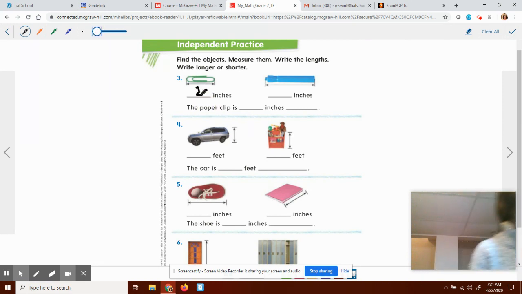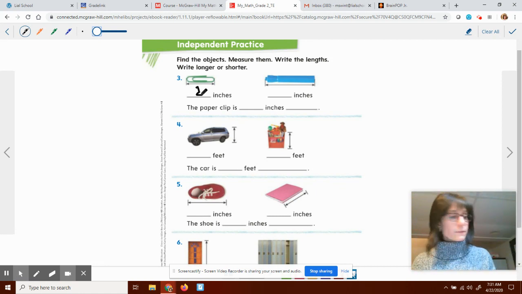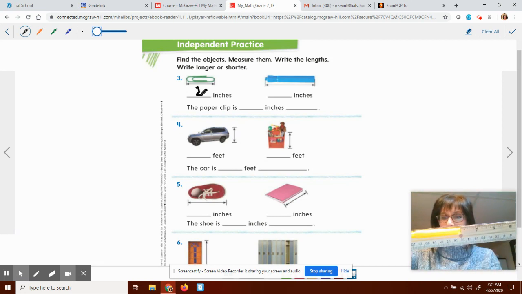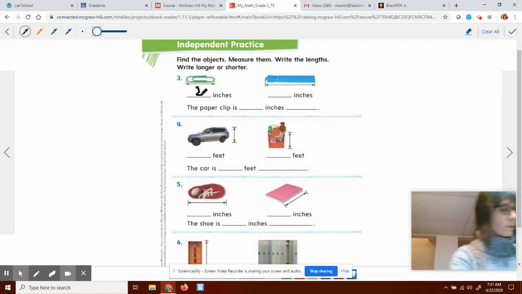Then we have a marker. All right. Mrs. Swint is going to pull out her marker. My marker looks a little bit different than that marker. It's a little skinny marker. But let's go ahead and take a look at the measurement here with the marker. We are at 6 inches. So we're going to put a 6.